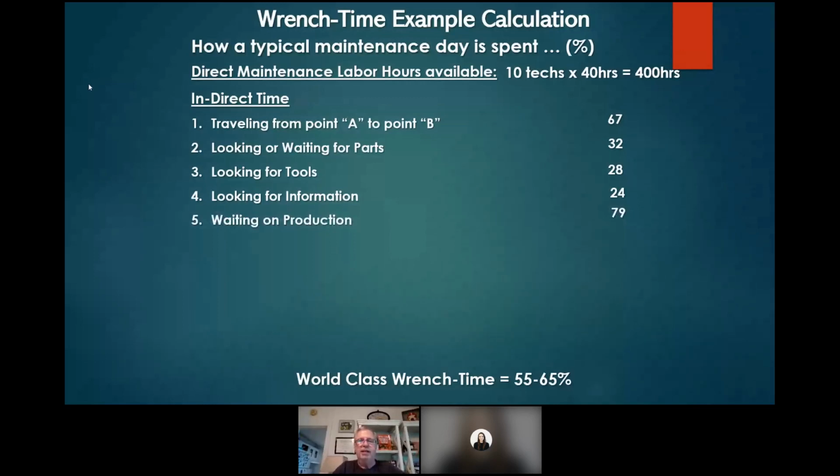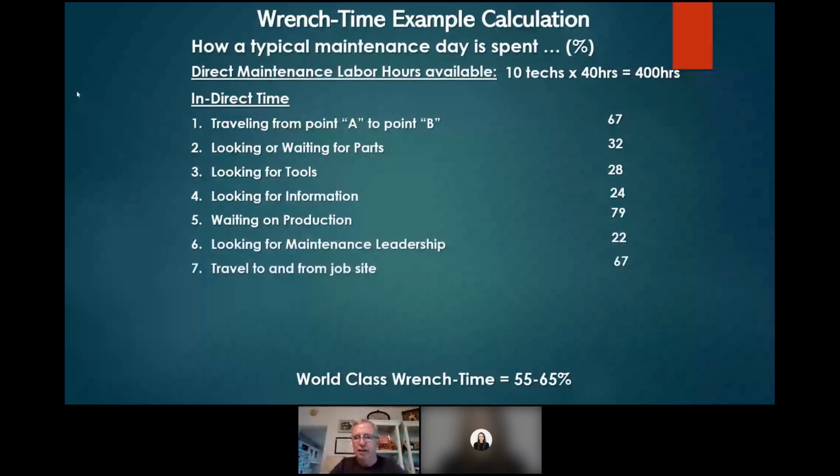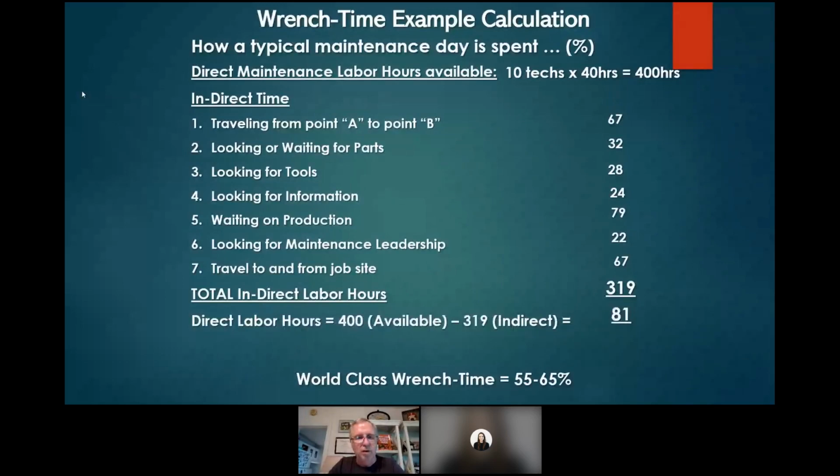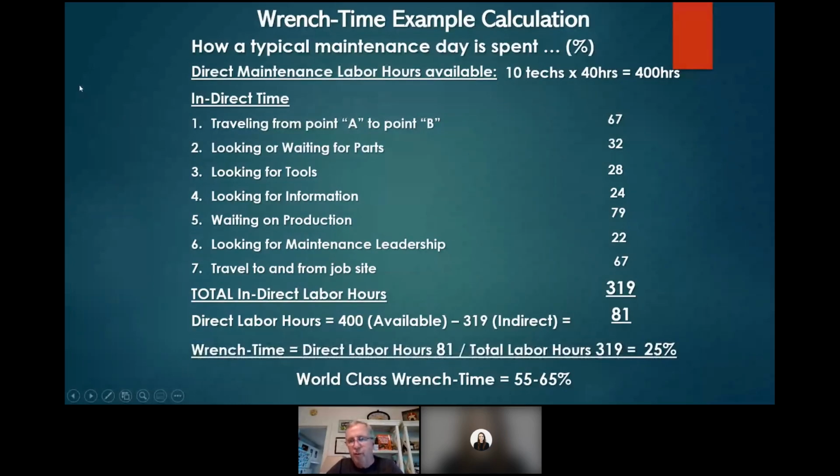Hey, by the way, if you've seen this before, I'm sorry I'm showing it on here, okay? Just joking. Looking for maintenance leadership, 22. Travel to and from the job site, 67. Total indirect hours is 319 out of 400 hours. So direct labor hours equals 400 minus 319, which is 81. All right, so how bad are we? It can be very bad. If our indirect is 319 and our available is 400, we've got a big problem. A lot of companies do, and there's nothing wrong with it. We just have to get a plan to get out of it. So wrench time: direct hours, 81, divided by total labor hours, is 25%.